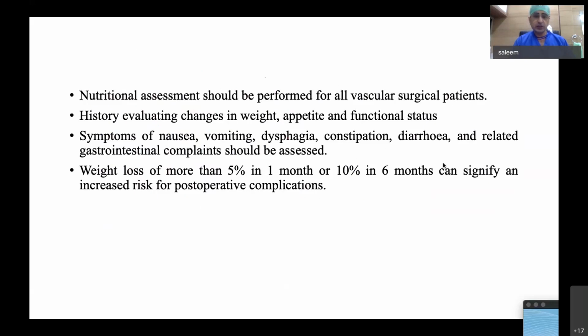History evaluating changes in weight, appetite, and functional status should be known. Symptoms of nausea, vomiting, dysphagia, constipation, diarrhea, and related gastrointestinal complaints should be assessed. Weight loss of more than 5% in 1 month or 10% in 6 months can signify an increased risk for post-operative complications.